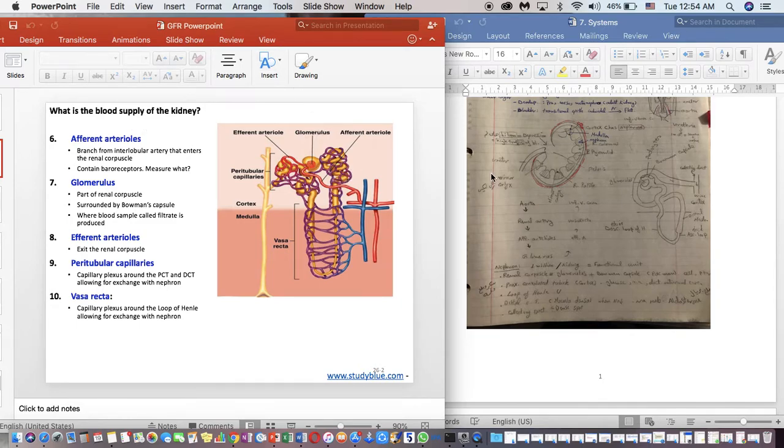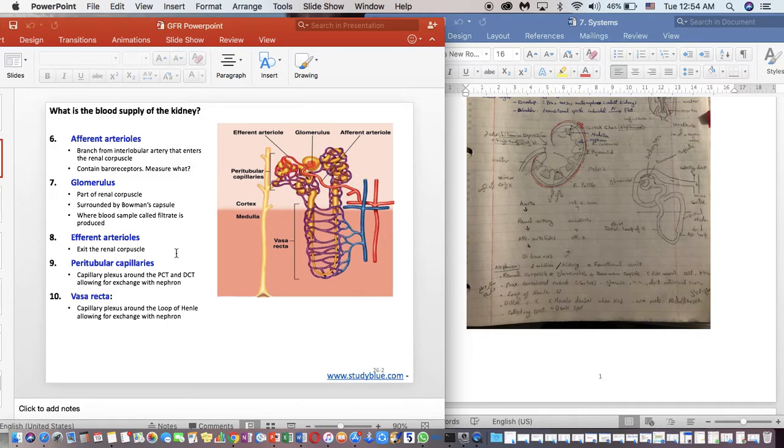If you can see my private notes, on the right hand of the screen I have my private notes, and on the left hand I have my PowerPoint. So we have the aorta, and then we have the renal artery, and then we have the afferent arterioles.